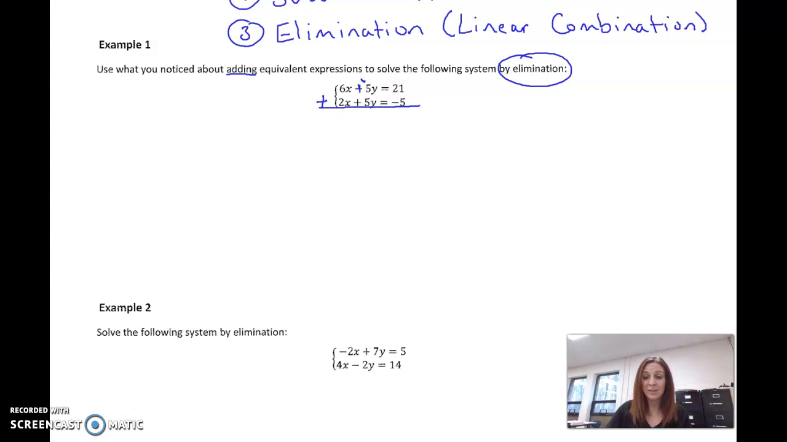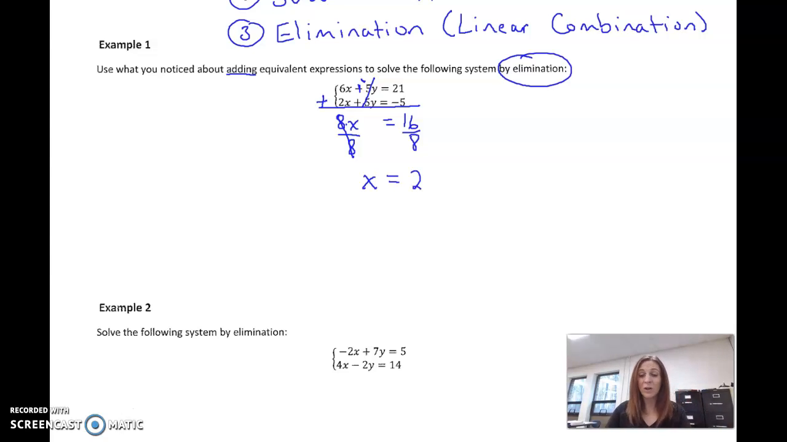Basically if I add these together, 6x's plus 2x's is 8x's. Negative 5y's plus 5y's cancels out, equals 21 plus a negative 5, or 21 minus 5, which is 16. And remember, this is 8 times x. We undo that by dividing by 8. 8 divided by 8 is 1x. 16 divided by 8 is 2. Awesome. We have our x value.